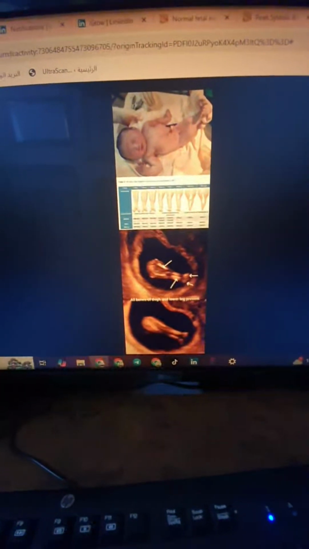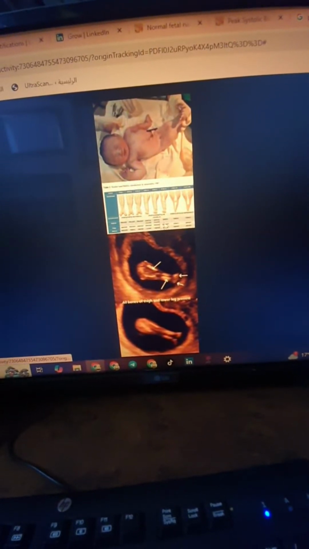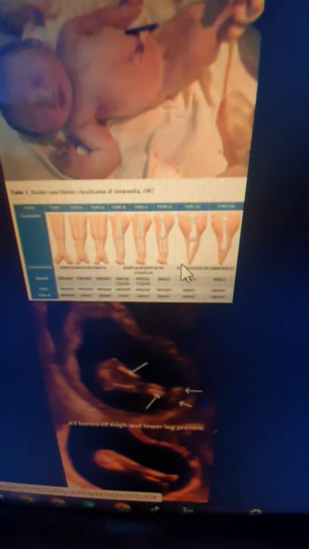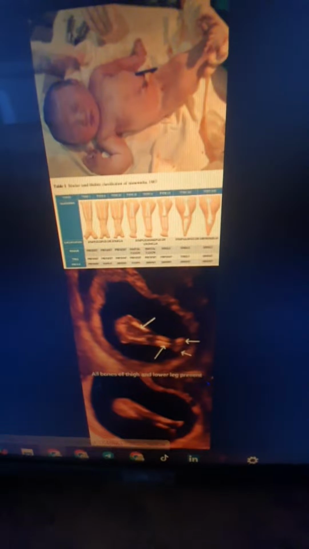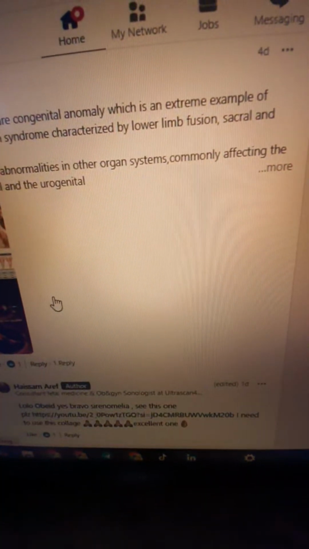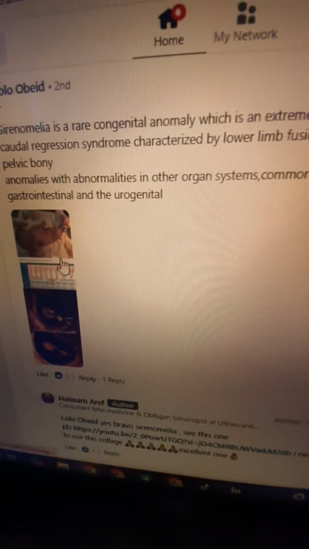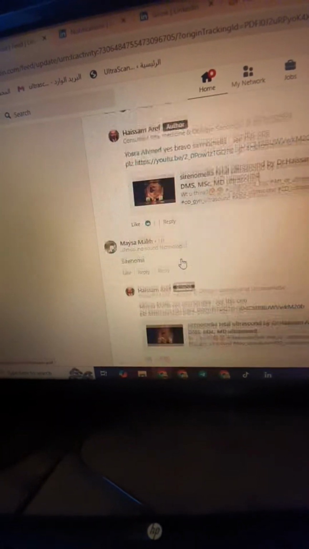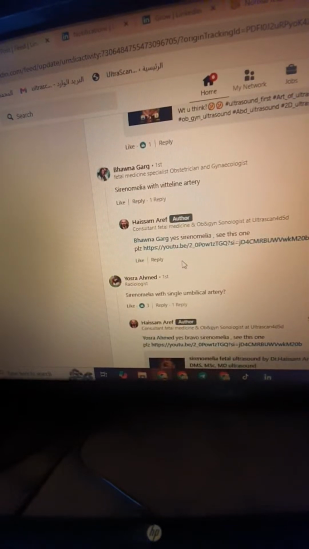Okay, so we do have here a case of sirenomelia as we can see, and this is a lovely classification that gives us the appearance of type 1 sirenomelia, where all the bones of the leg are present. So I will use this collage of Dr. Ala as my cover photo in the YouTube channel. All the comments were absolutely right.